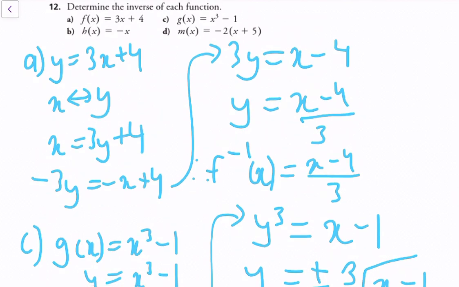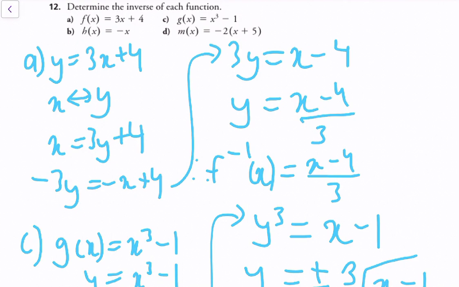Then we have, determine the inverse of each function. So for example, we have y is equal to 3x plus 4. So it's x and y, and then we're isolating for the y. So pretty straightforward. Then we have -3y is equal to -x plus 4. Therefore, 3y is equal to x minus 4. And finally, we have the inverse function is equal to x minus 4 over 3.